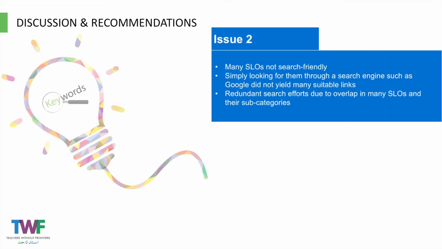The second learning came in terms of streamlining SLO search efforts. The team found that many SLOs were not search friendly, meaning that simply looking for them through a search engine did not yield many suitable links. Additionally, unlike other subjects that were broken down by unit, like math, biology, and chemistry, English language SLOs are broken down by competencies and benchmarks. This type of categorization, along with the nature of English language learning, meant that there were a number of overlaps.